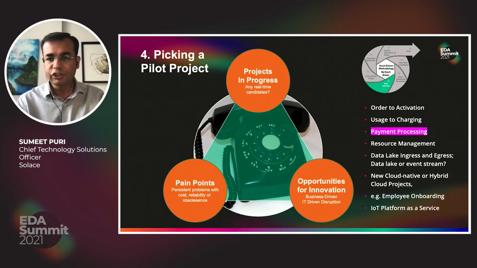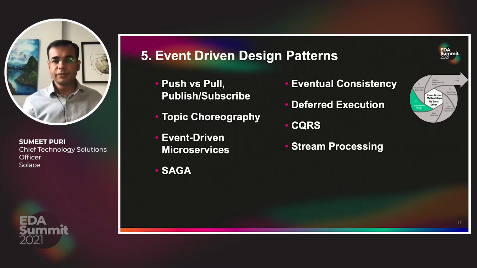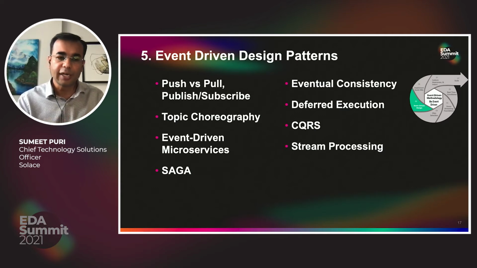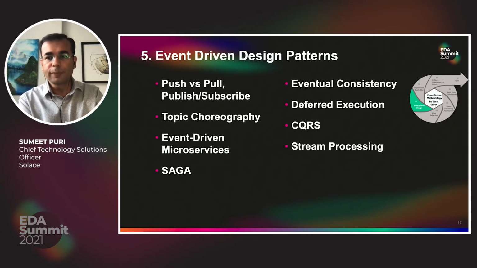So let's say we chose the payment processor modernization as our event-driven pilot. Next comes the list of event-driven patterns. Now, this is the time-consuming part. This is where you get your understanding clarified of all the various patterns. I'm not going to go through all of those patterns, but they're well documented, with various sources available where you can find information about it, and various examples you will be able to uncover. But from publish, subscribe to topic choreography, event-driven microservices, Saga, eventual consistency and deferred execution, CQRS, so command query responsibility segregation, stream processing, and there are more, right? So let's look at a couple of them.